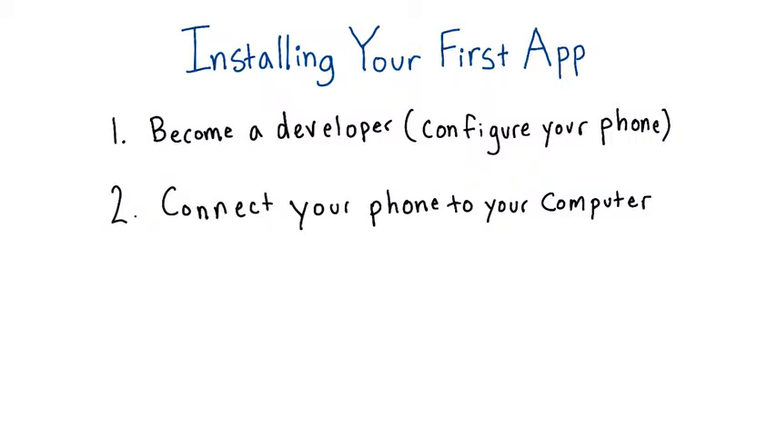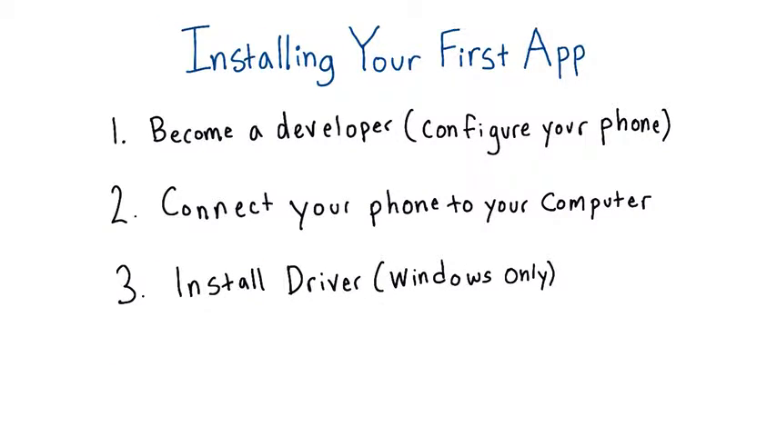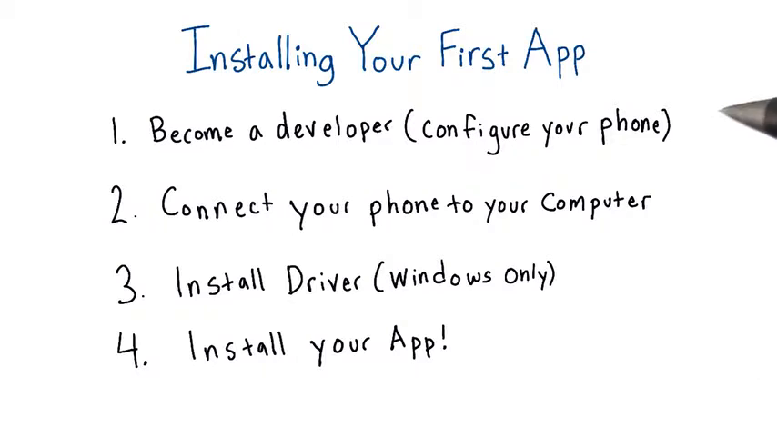Once your phone's set up, you'll connect your phone to your computer using the USB cable that I talked about before. Now, if you're using a Windows machine, the third step for you, and Windows only, will be to install a driver. And a driver is an extra little bit of software that will allow your phone to communicate with your Windows machine. With Macs, this just works by default, so you don't have to worry about it. And finally, you'll install your app. Alright, let's start doing these steps.